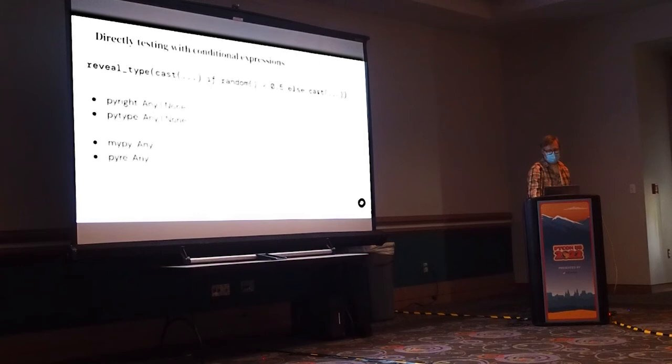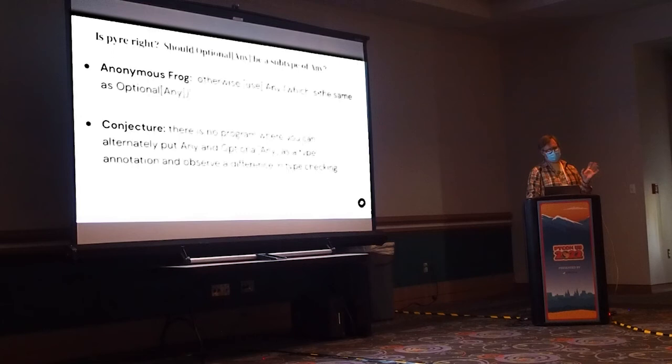So Pyre said that it didn't believe those two types were the same. Is Pyre right? Should optional any be a subtype of any? And again, maybe it should be. My conjecture is that there's no program where you can put any instead of optional any, or optional any instead of any, and detect a difference in terms of static checking behavior, other than the string representation of error messages, for instance.